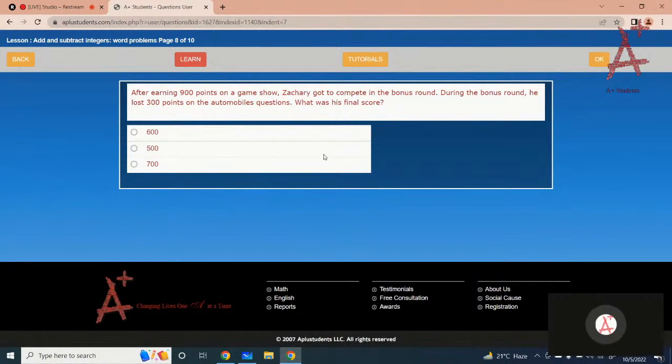Okay, after earning 900 points on a game show, Zachary got to compete in the bonus round. During the bonus round, he lost 300 points on the automobile questions. What was his final score? So 900 minus 300 is, yes, it is 600. Got it. Very good.